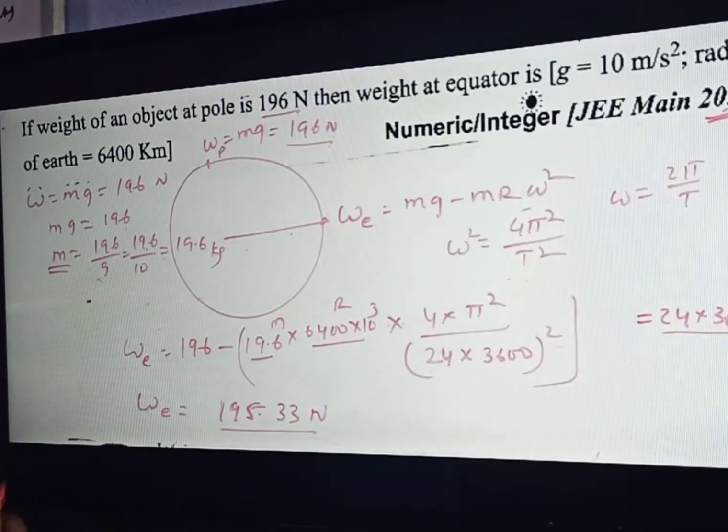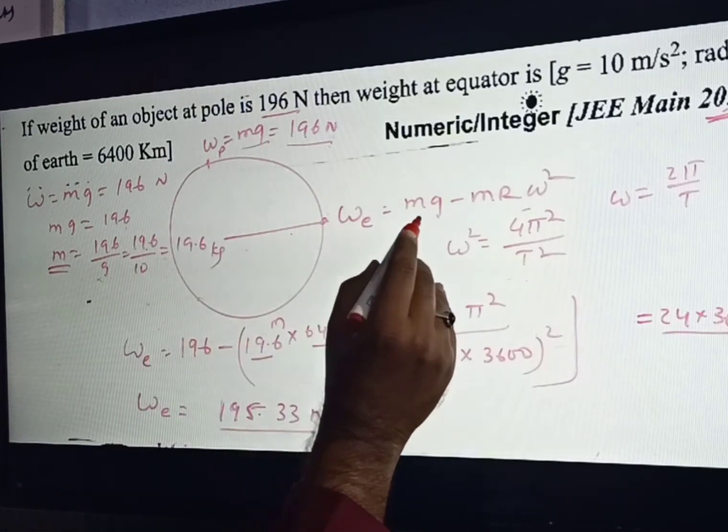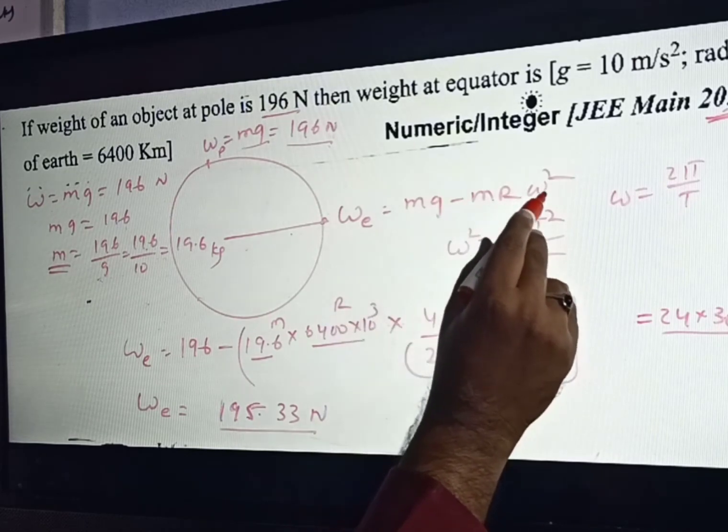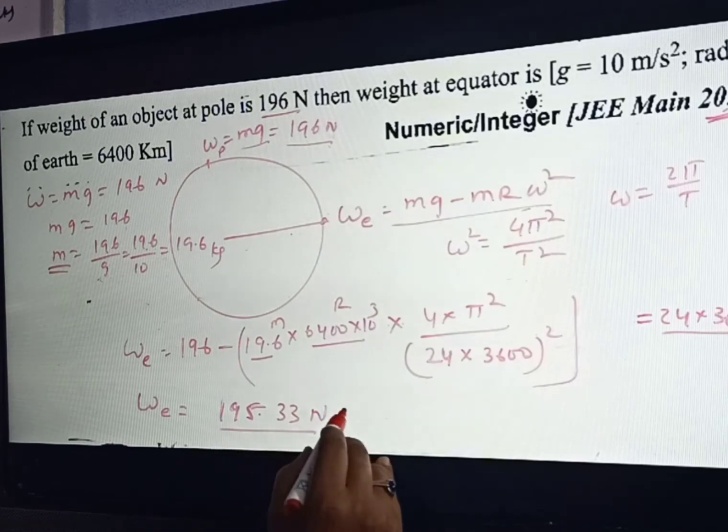So it is a very simple method to solve. If the weight at the poles is mg, then the weight at the equator will become mg minus mR omega square. This is the formula. Just substitute these values and get it.